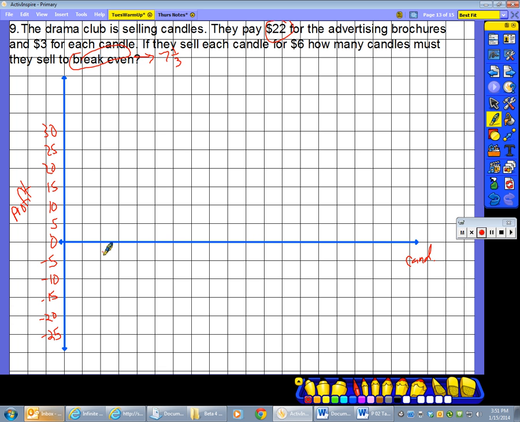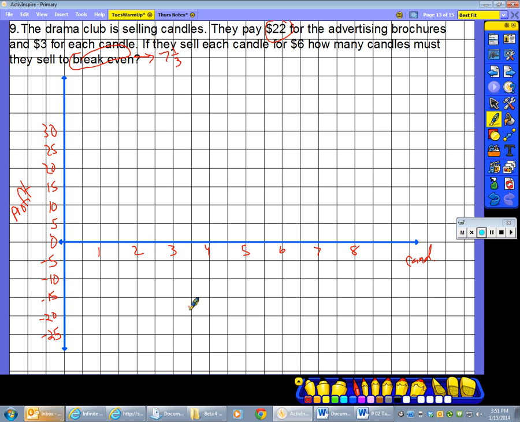So I'm going to say this is 1 candle sold, that is 2 candles sold, 3, and then 4, and then 5, and then 6, and 7, and 8. You could keep going, but I'm going to stop right there.